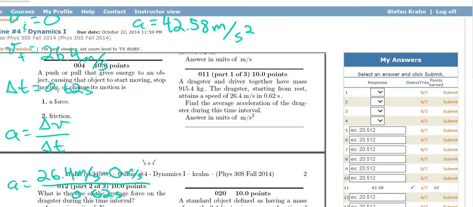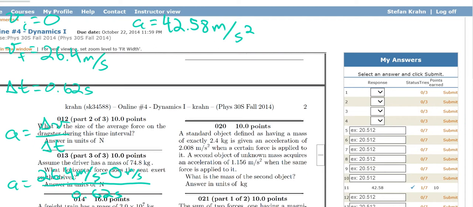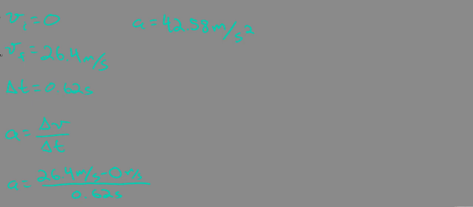Nice. Okay, so the next question, it says, what is the size of the average force of the dragster during this time interval? So for force, we need a different equation. I know that my force is always equal to my mass times my acceleration. So I have my acceleration. My mass was given at the start of the question, the total mass of the dragster and driver, and they're moving together as a unit, was 915.4 kilograms.